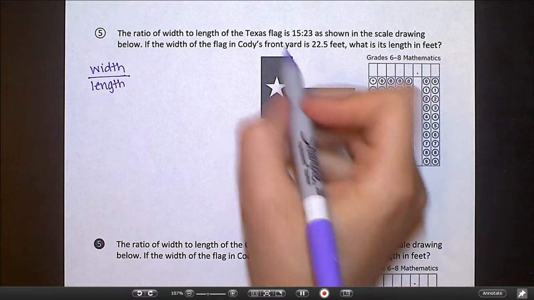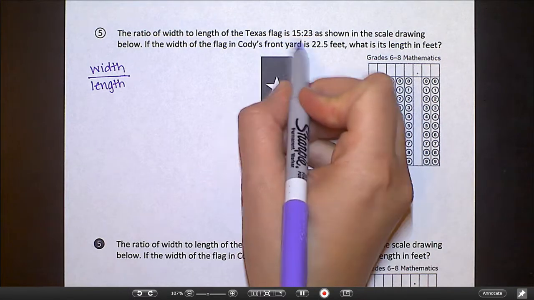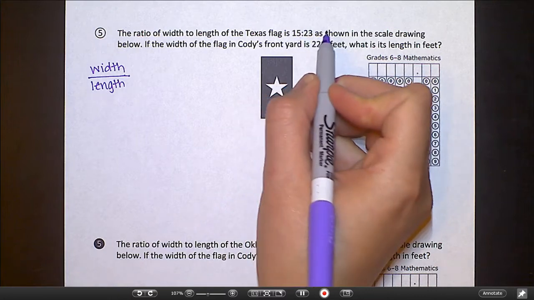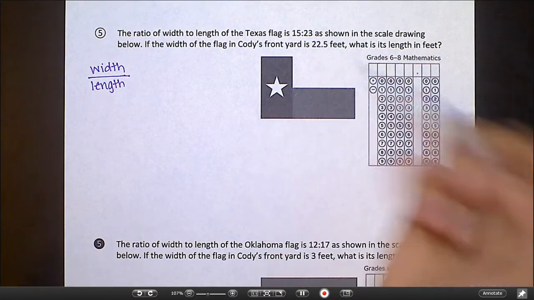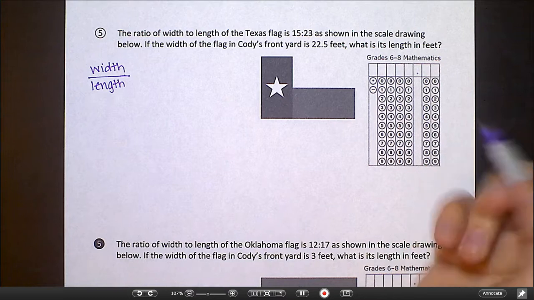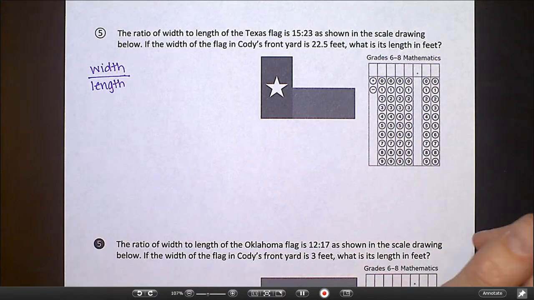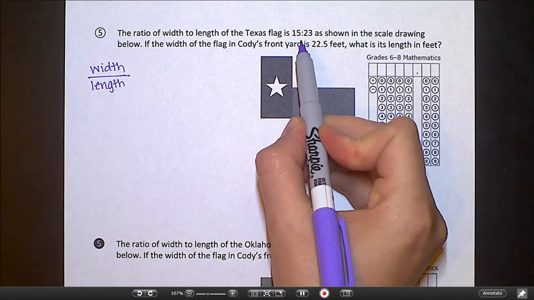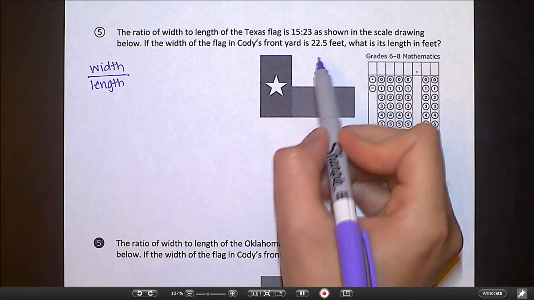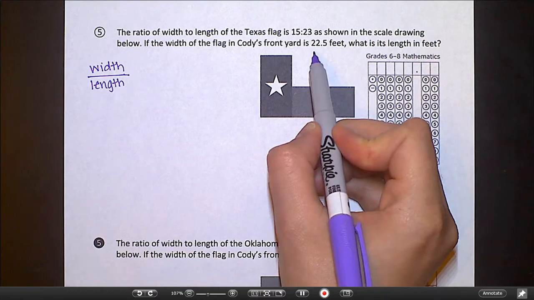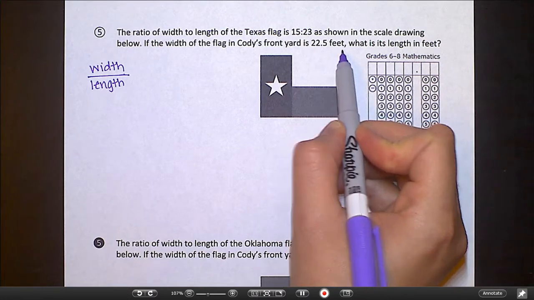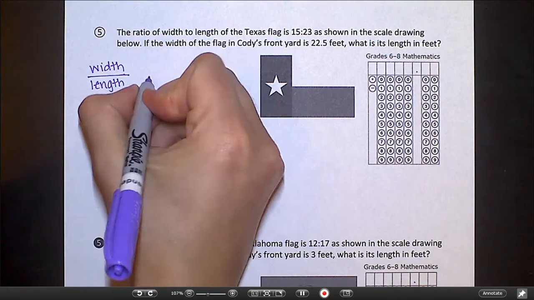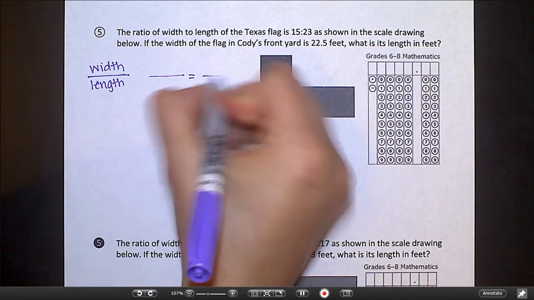So what this problem is saying is that the Texas flag is always going to be something in this ratio. So that means it could be a really little Texas flag that you stick on top of a cupcake, or it could be a huge one that you see at car dealerships. It doesn't matter, it's always going to be in the same ratio. The one that Cody has in his front yard has a width of 22.5 feet, so we have to find its length. So let's set up our proportion, line equals line.